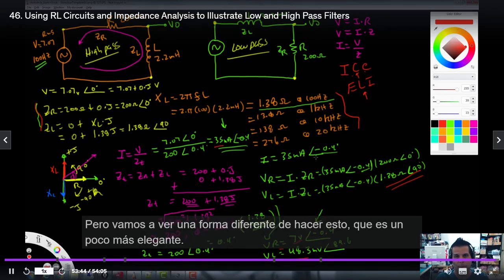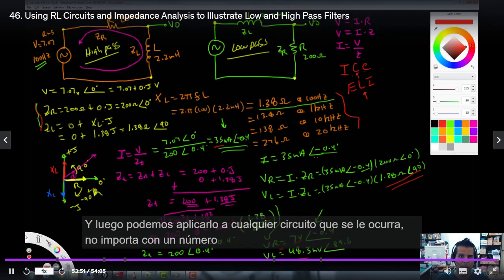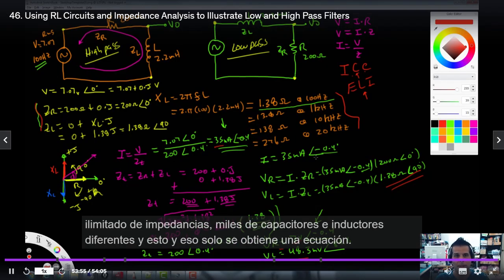But we're going to look at a different way to do this, which is a little bit more elegant. And then we can apply it to any circuit you could possibly think of. It doesn't matter. With any number of impedances, 1,000 different capacitors and inductors and this and that, you just get an equation, you're done.